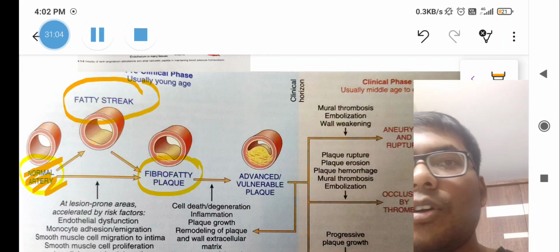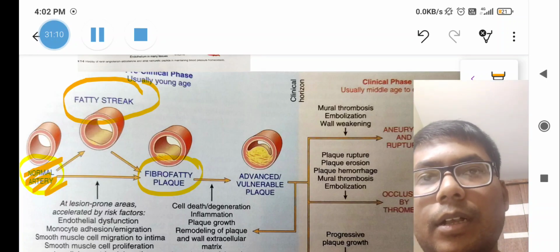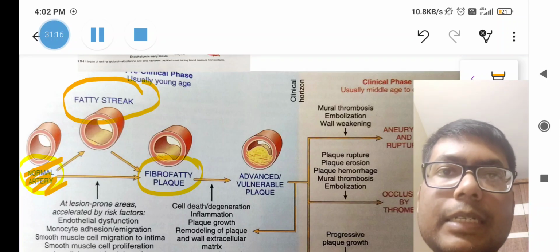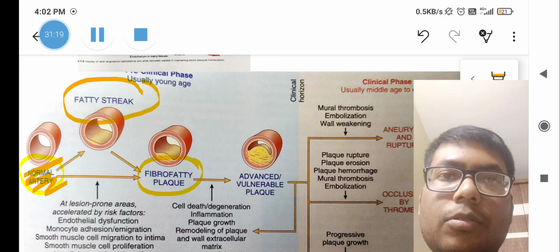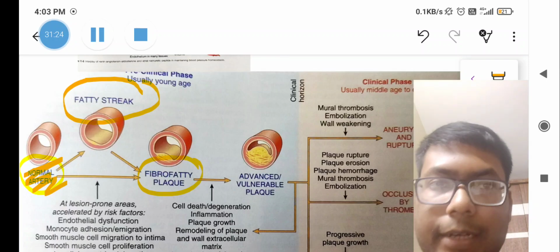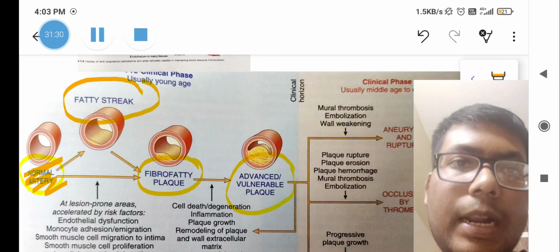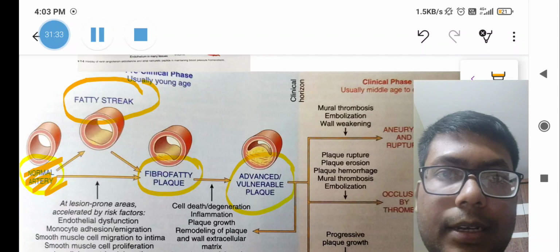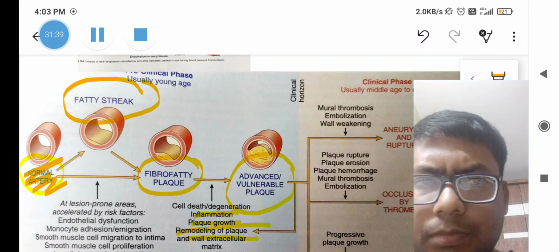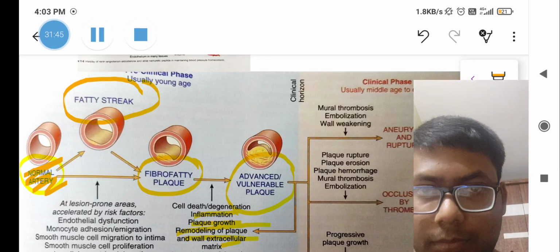So fatty streak is not any pathological component. It is present in almost every adolescent, male or female, or any child. So it is not a pathological component, but it is a factor which increases, and after many years it forms the fibrofatty plaque. And after fibrofatty plaque, there is formation of the advanced or vulnerable plaque. There is inflammation, plaque growth and remodeling of the plaque wall, and extracellular matrix deposition, which we discussed earlier.